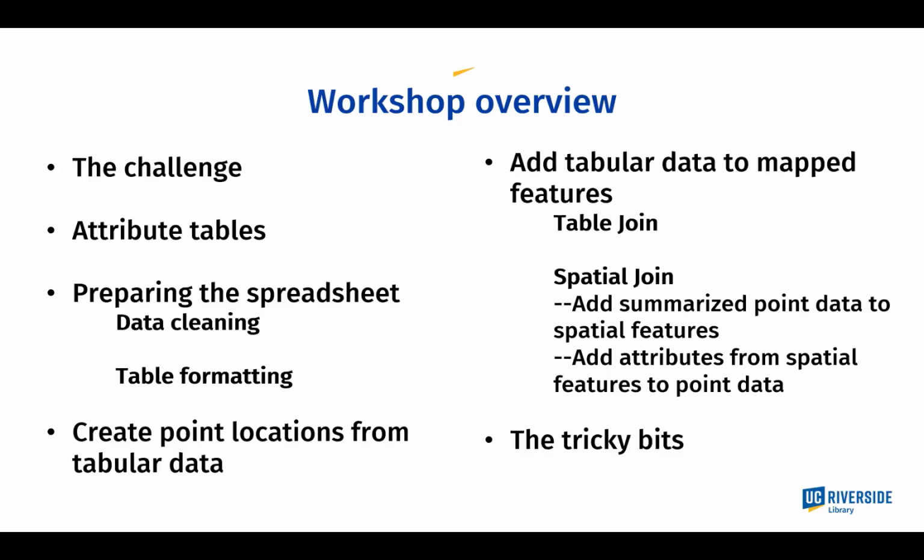Then we get to the real part where we're actually doing the things, starting off by creating point locations from tabular data. Then we'll pivot a little to adding data that's in our table to features that are on the map. There are a couple of different ways to go about that. One is a table join, and the second one is a spatial join. And then at the end, we have the tricky bits. They're all the little confounding things that you might run into that kind of throw you off.